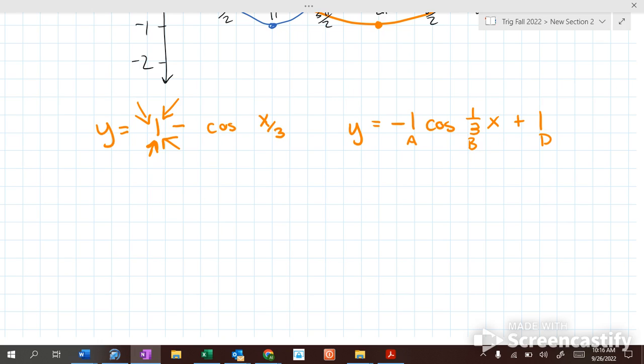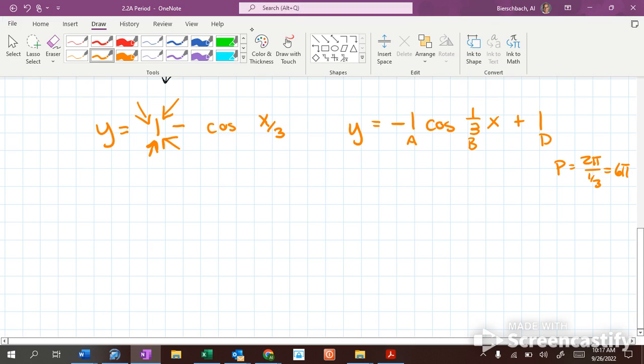Okay. So, if B is 1/3 x, my period is going to be 2 pi divided by 1/3. What's my period going to wind up to be? What's 2 pi divided by 1/3? Is it 2/3? No, it's 6 pi. 2 divided by 1/3 is the same as 2 times 3, which is 6 pi. So if my period is going to be 6 pi, I'm going to have to be shrunk down pretty good here.